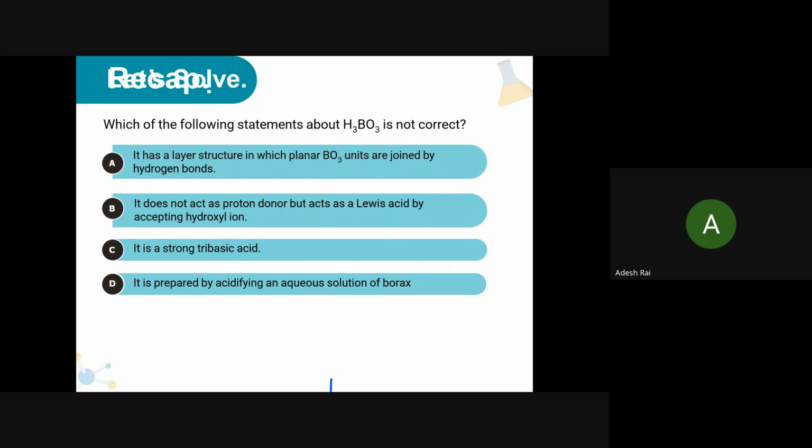Okay, what about the fourth? It is prepared by acidifying an aqueous solution of borax. So it is one of the methods of preparation. Total 3 methods we have seen. The first method is what? Aqueous solution of borax is treated with acid, right? So that is given. Option D is that only.